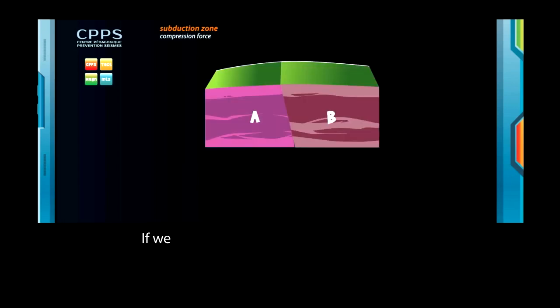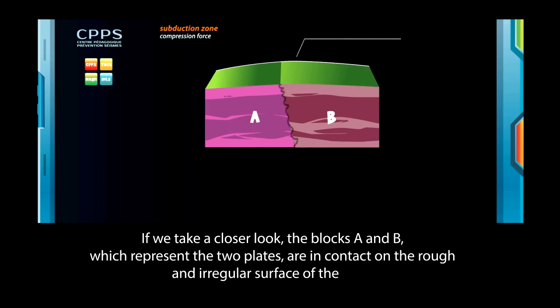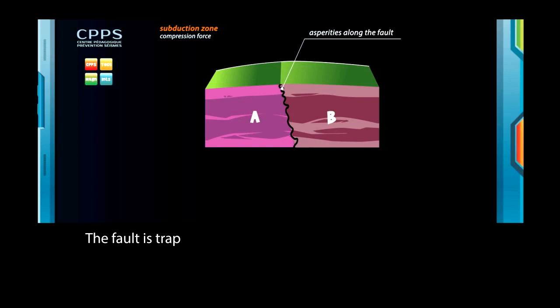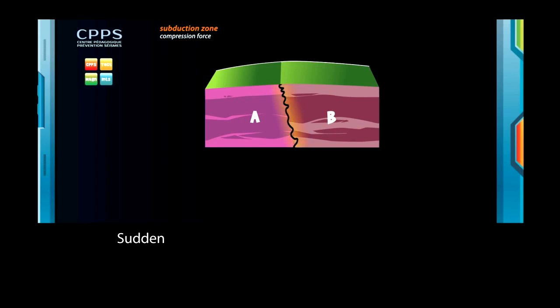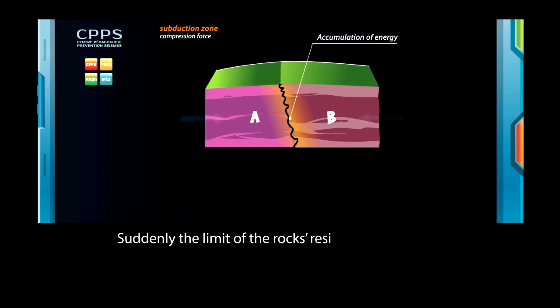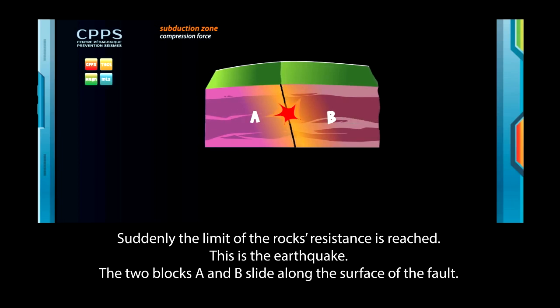If we take a closer look, the blocks A and B, which represent the two plates, are in contact on the rough and irregular surface of the fault. The fault is trapped by all the asperities. There is no movement. Energy continuously accumulates along the faults. Suddenly, the limit of the rock's resistance is reached. This is the earthquake. The two blocks A and B slide along the surface of the fault.